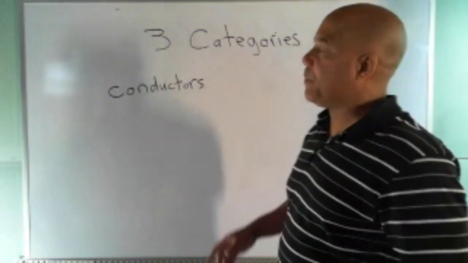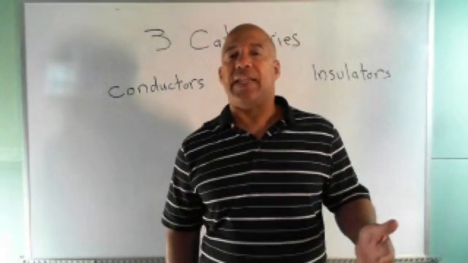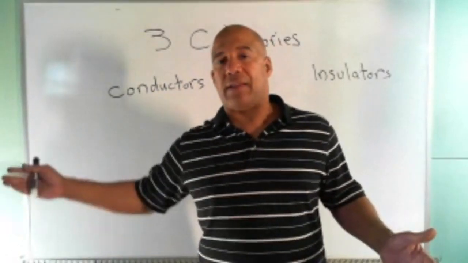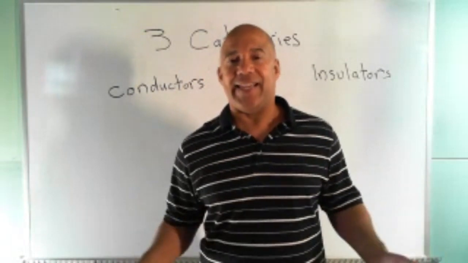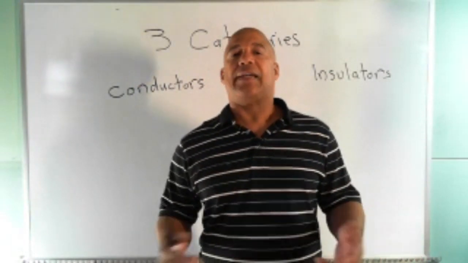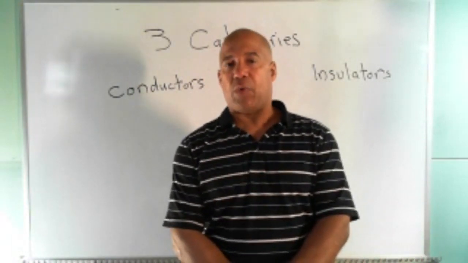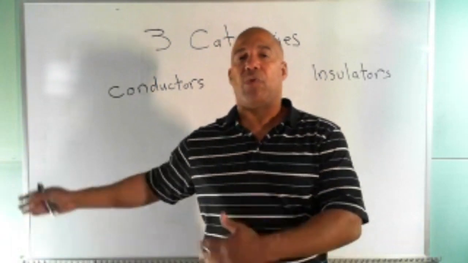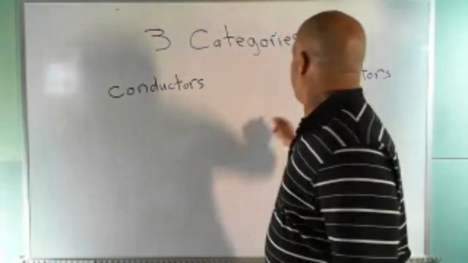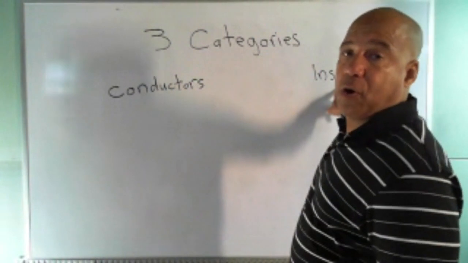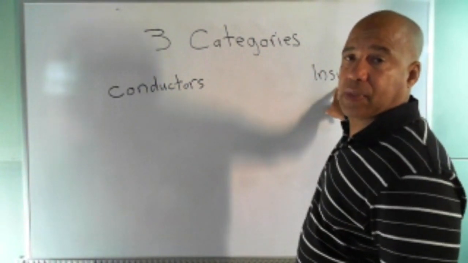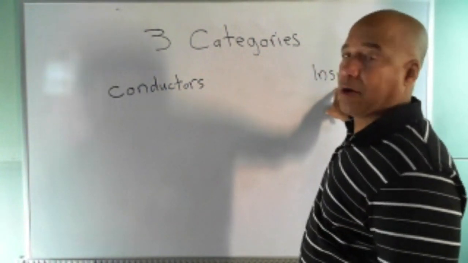So strictly speaking, a conductor is any material that will allow electricity to flow through it with ease. A conductor is any material that will allow electric current to flow through it with ease. Insulators oppose the flow of current. Insulators do not allow current to flow through them with ease.